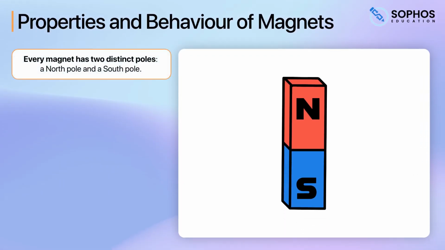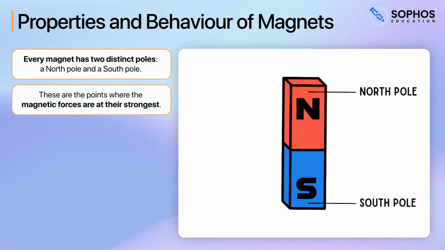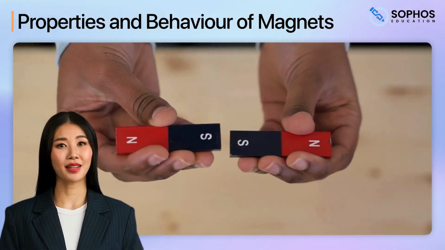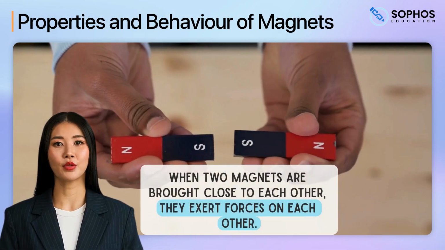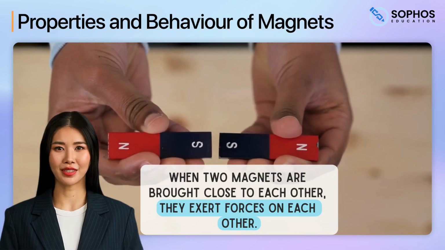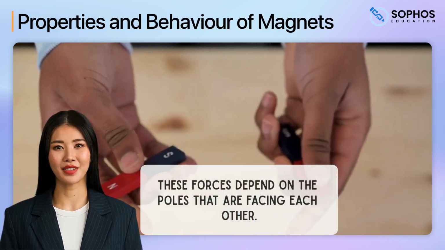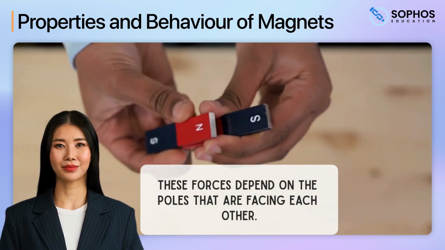Every magnet has two distinct poles, a north pole and a south pole. These are the points where the magnetic forces are at their strongest. You might visualize it as the ends of a bar magnet, where the pull or push is most noticeable. As we can see in this video, when two magnets are brought close to each other, they exert forces on each other. These forces depend on the poles that are facing each other.